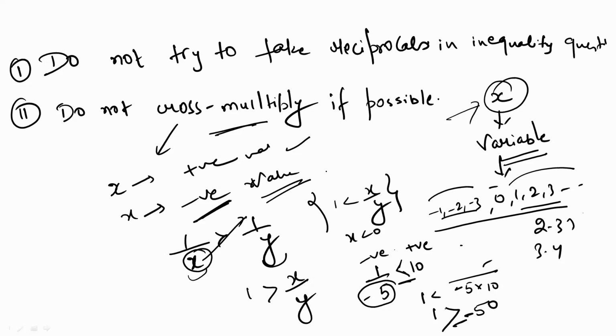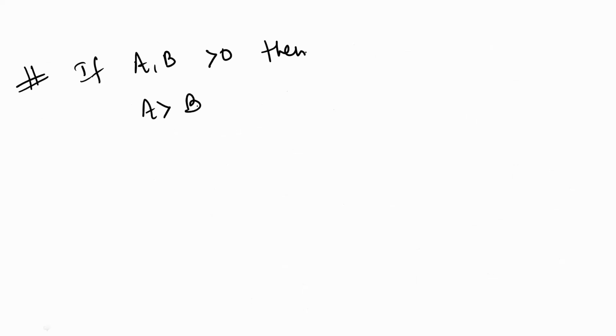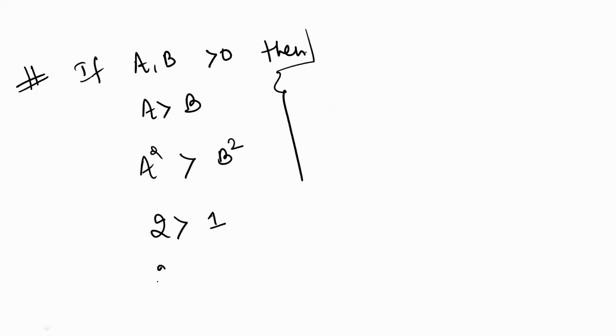Okay. Got it? Now, one more important thing. If a, b are greater than 0 and a is greater than b, then we can straight away square both sides. Let's say 2 is greater than 1, so 2 squared will also be greater than 1 squared. But we cannot say equal to, right?